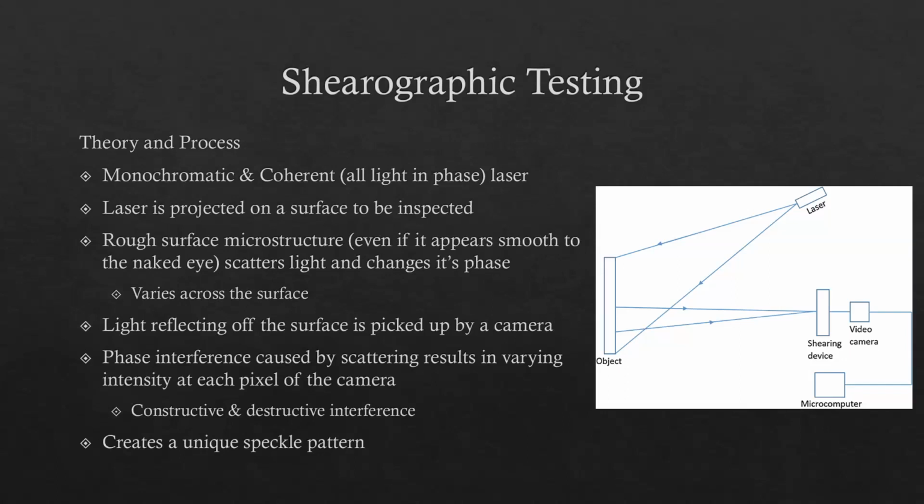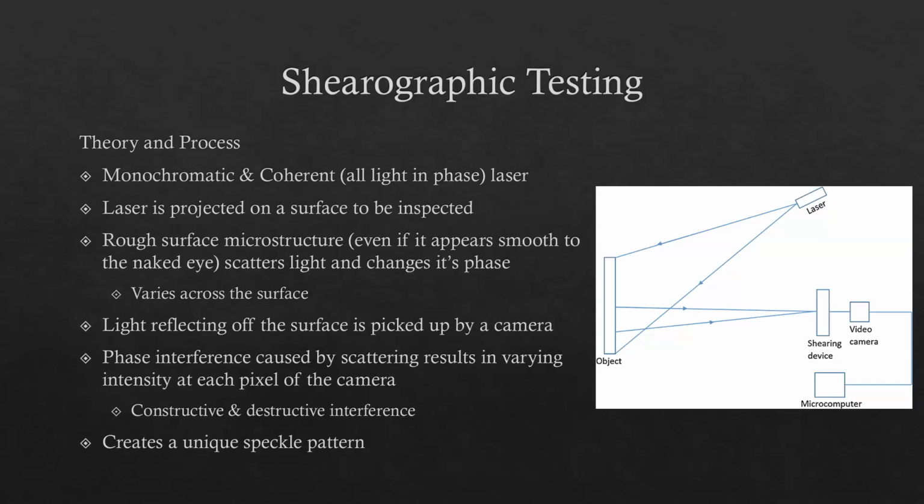So it may be smooth to our eyes, it might even be smooth to touch, but it may be rough when you compare it to light, right? The scale of a light wave. And so the rough microstructure will change the phase of certain parts of that beam, okay? So we're no longer comparing a portion of the beam that's unaffected to a portion that's affected.